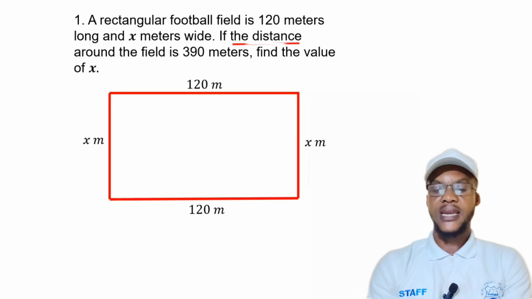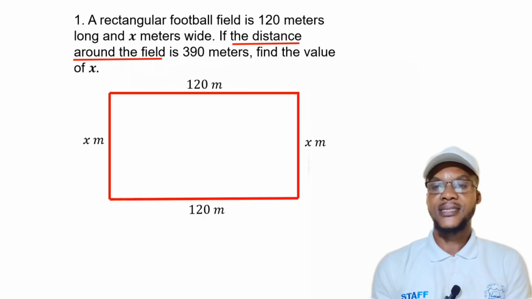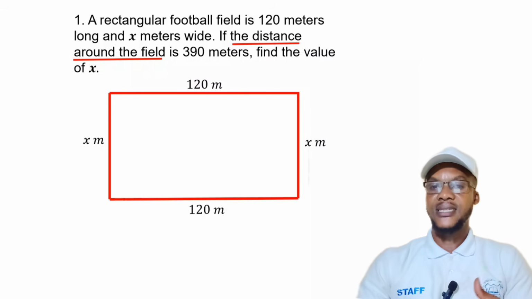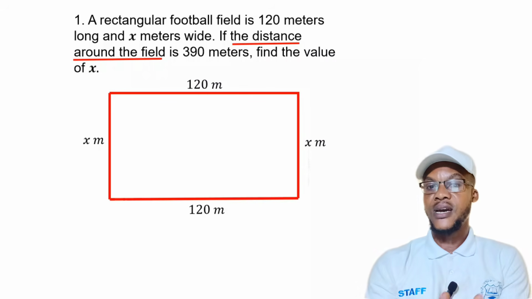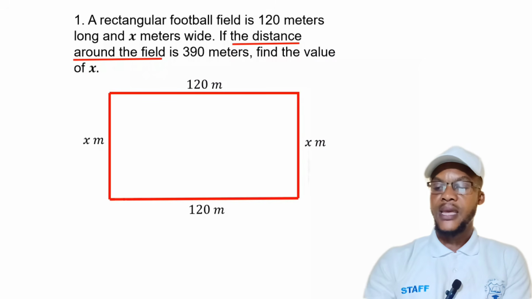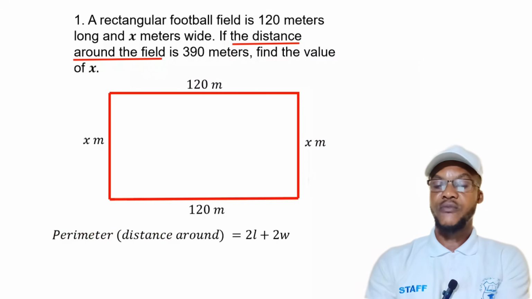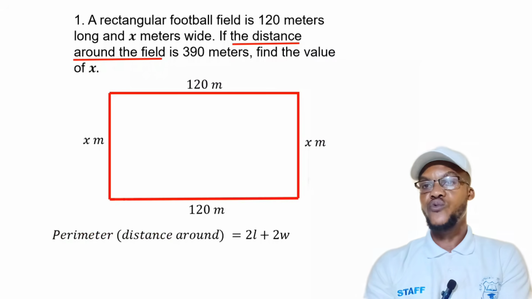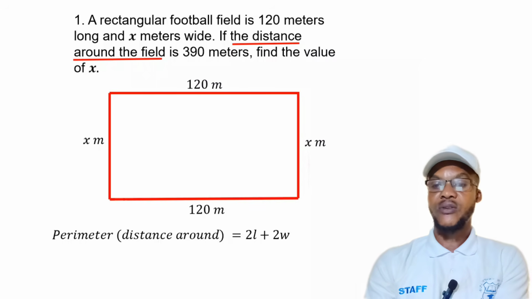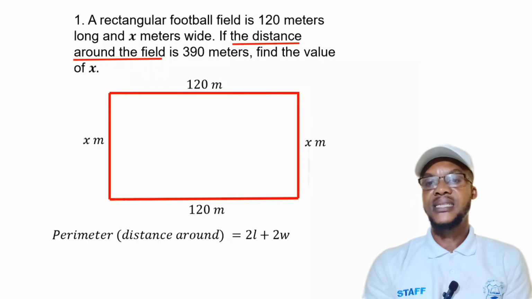So let's identify the underlined words. We are saying that the distance around the field. The moment you hear the distance around the field, what comes to mind? Remember, we said that perimeter is the distance around an object. So if you are reading this statement, then we know that it is the perimeter we are talking about. So the perimeter is given in the question. We know that perimeter is given as 2 multiplied by the length plus 2 multiplied by the width. That's another form of writing the formula of perimeter.